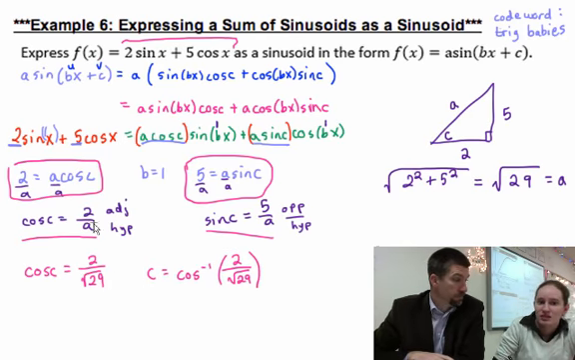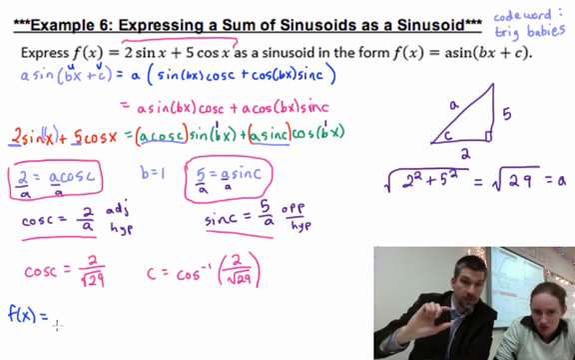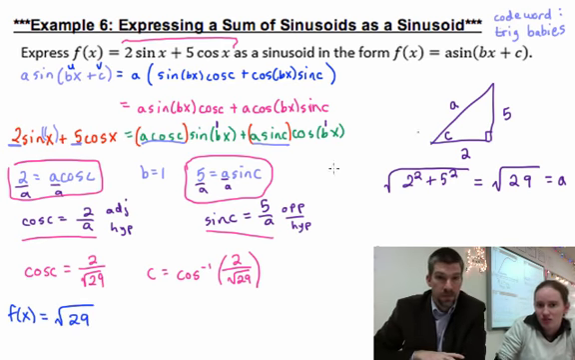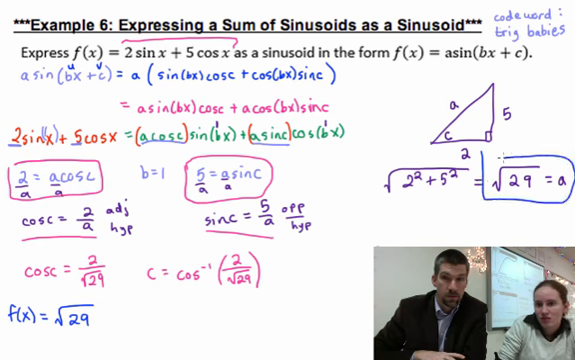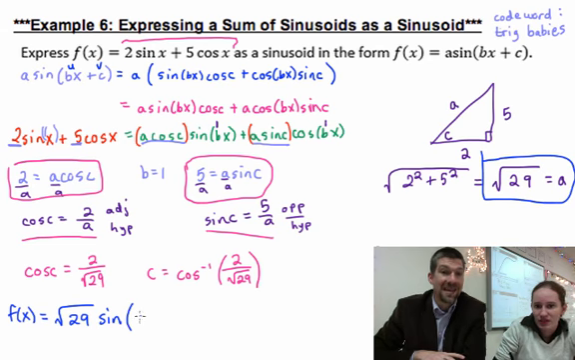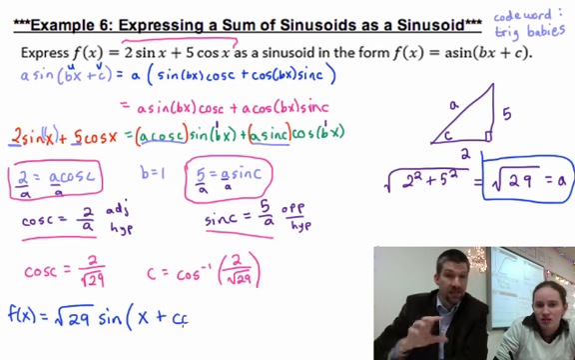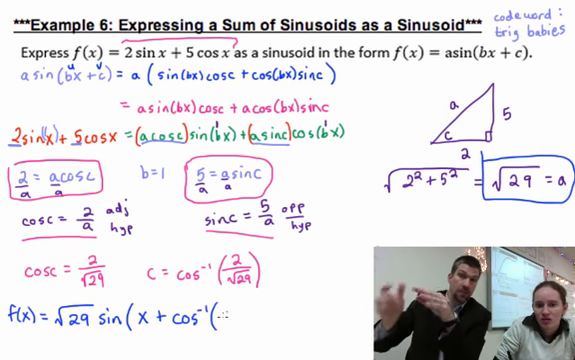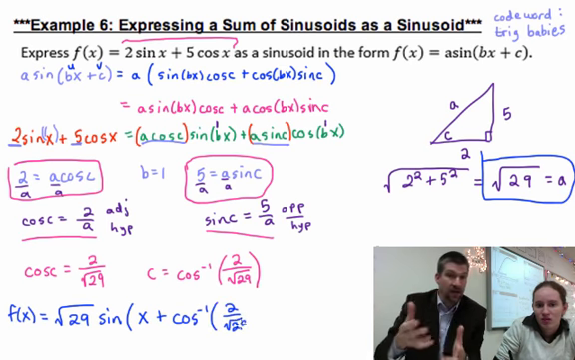We've got A, B, and C. We just need to fill it in up here to what our actual formula is. I used f of x. So f of x equals A, which is square root of 29, times sine of (bx plus c). B is 1, so x plus c. Now, c is that whole arc cosine thing, so you have to include that whole guy in your answer.